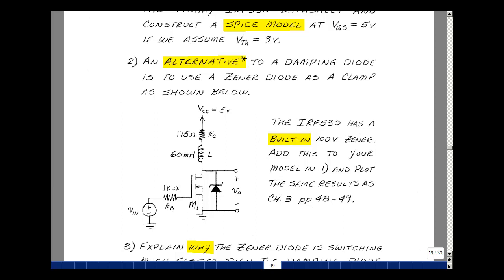It turns out that the IRF 530 actually has a Zener diode built into it. And this is the diode between the bulk and the drain, and by introducing impurities, you can make this diode that's here break down at a lower voltage, in this case around 100 volts.